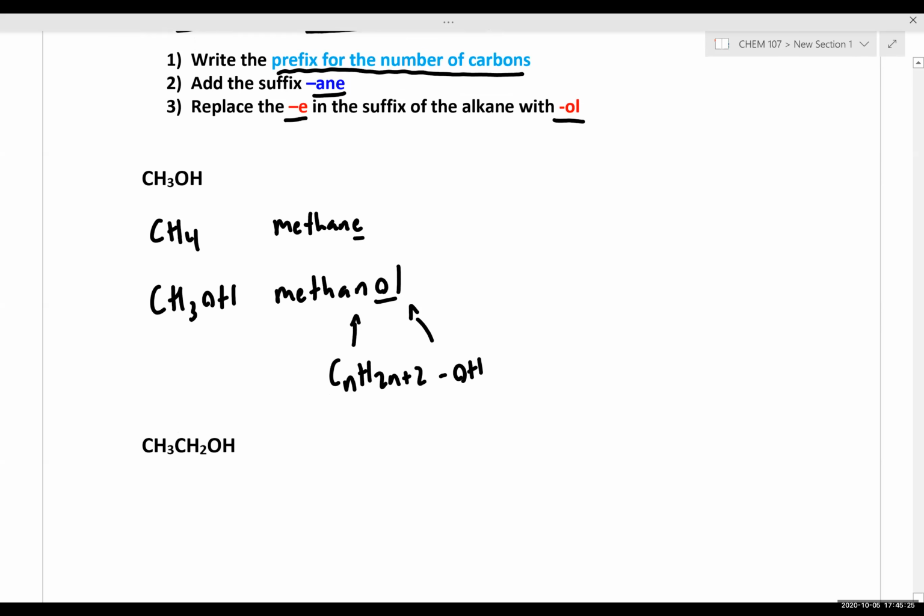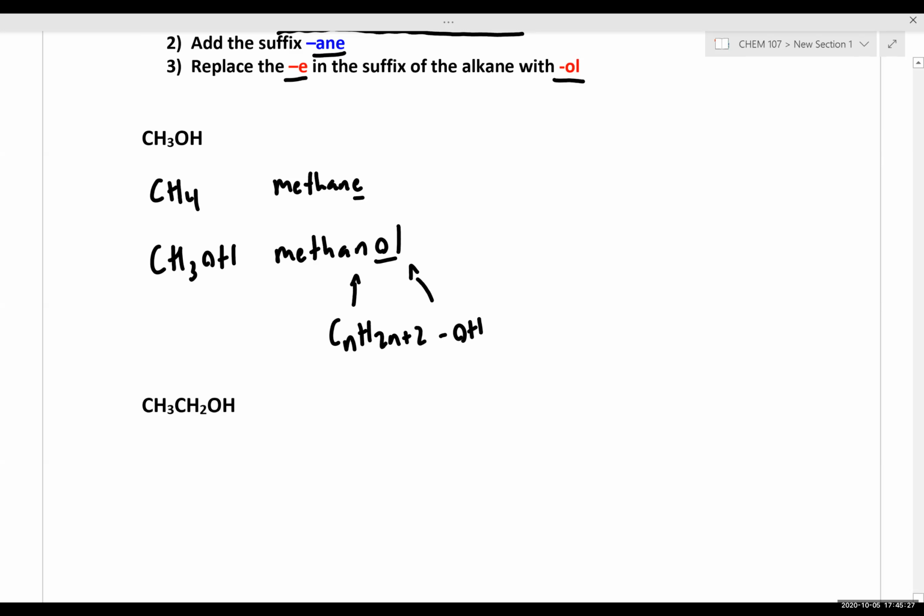So let's look at another example. So we have CH3CH2OH. So we have a formula C2H6O. So if we have 2 carbons, what prefix do we use? F. Yep. So this will be F. We have the formula CnH2n plus 2. So we name this as ethane.